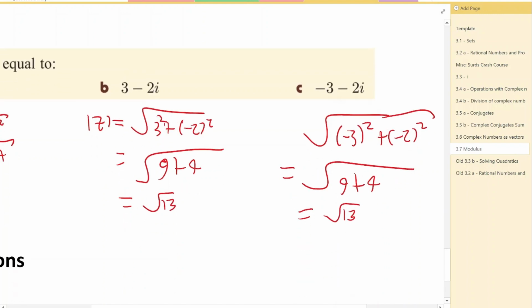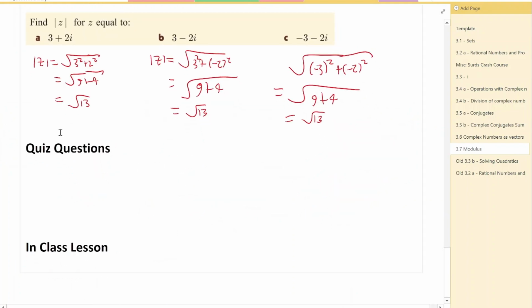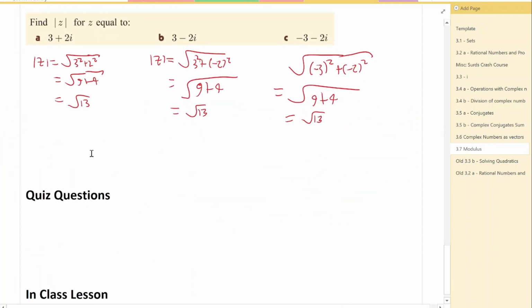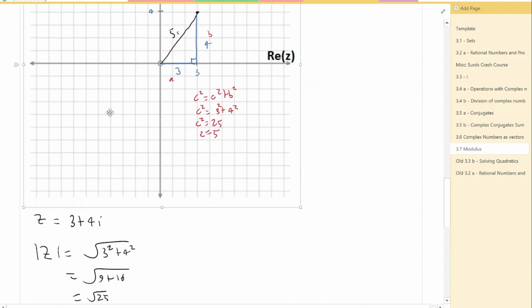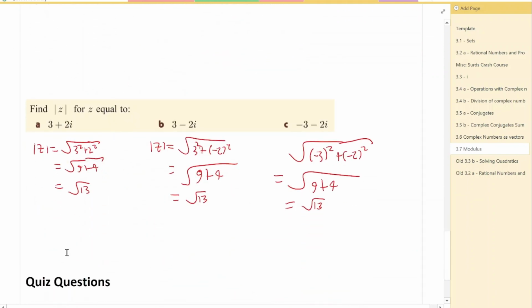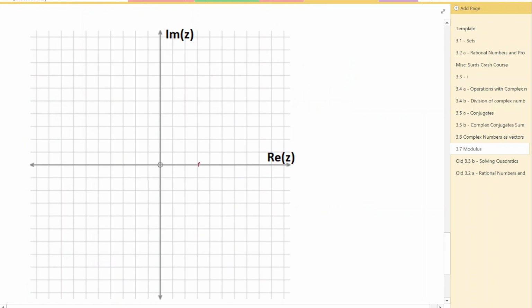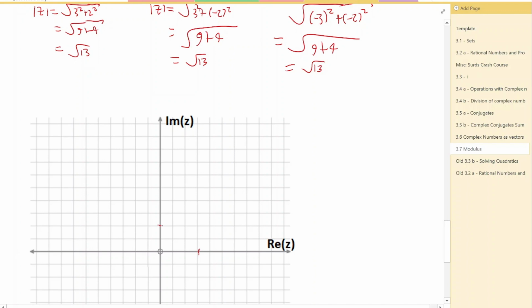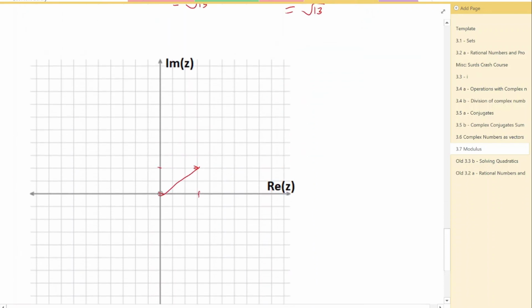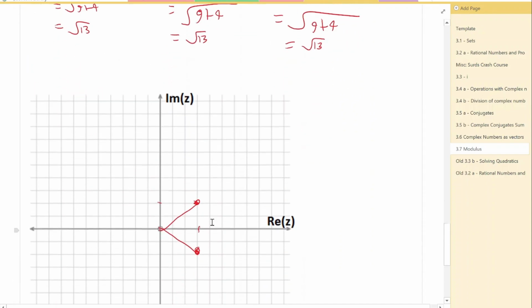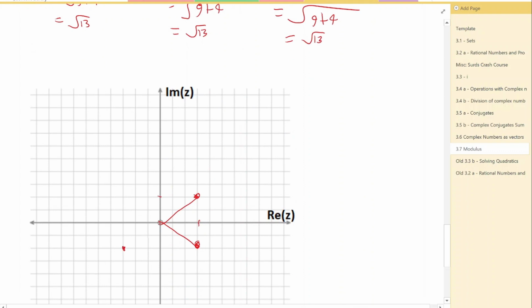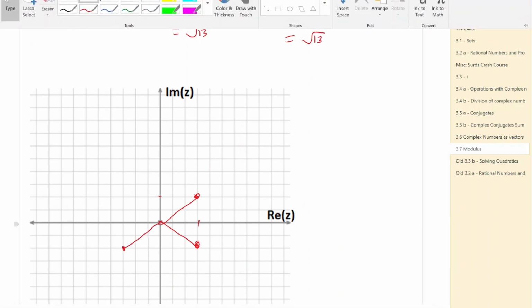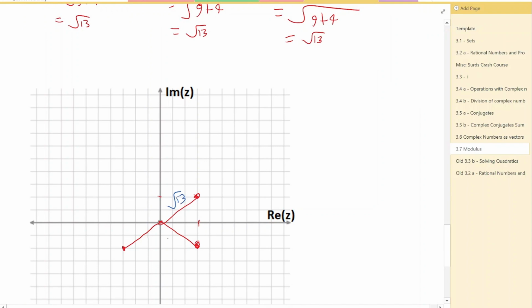Interesting. So what do these numbers have in common? Well, they're basically the same thing. They're just pointing other ways. So if we take another Argand diagram, we plot all those out. That first number that I looked at, 3 plus 2i, is sort of going to be pointing up there. It's got that length. The next one I looked at was 3 take 2i, which is sort of pointing down there. I'm hoping you can agree those two lines, they have the same length. Last one was minus 3 take 2i, which is down there. All these have the same length. That length in all cases is root 13.